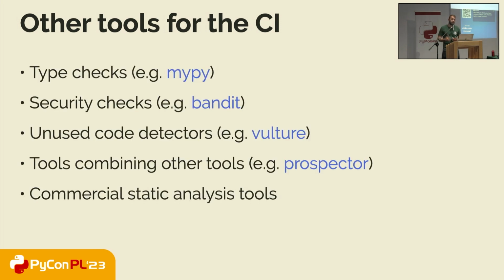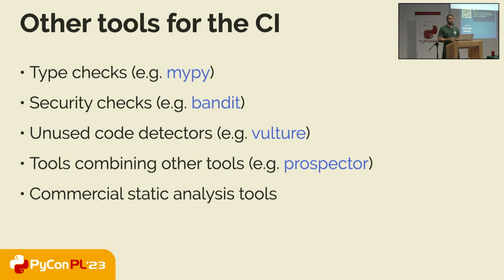Cool. So what other tools can we plug into our CI? Well, we can add type checkers like mypy. We can add tools like Bandit that will check our code for some common security vulnerabilities. We can add tools like Vulture that will check for unused code and try to remove it. And if it turns out that maintaining all those separate tools is too much, we can plug in a tool like Prospector that actually combines various different linters together.